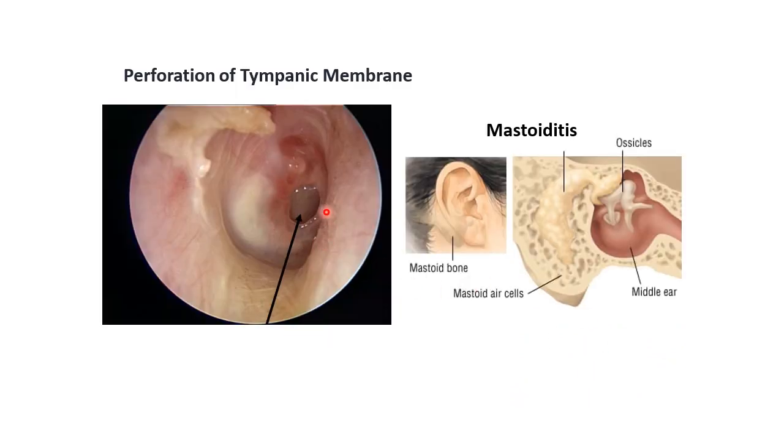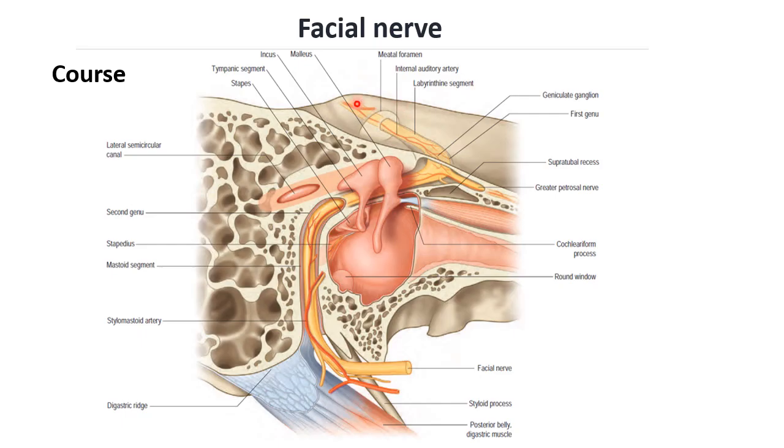Now, perforation of the tympanic membrane can take place, and mastoiditis can take place because of the spread of infection through the aditus into the mastoid air cells. Now, let's look at the facial nerve.